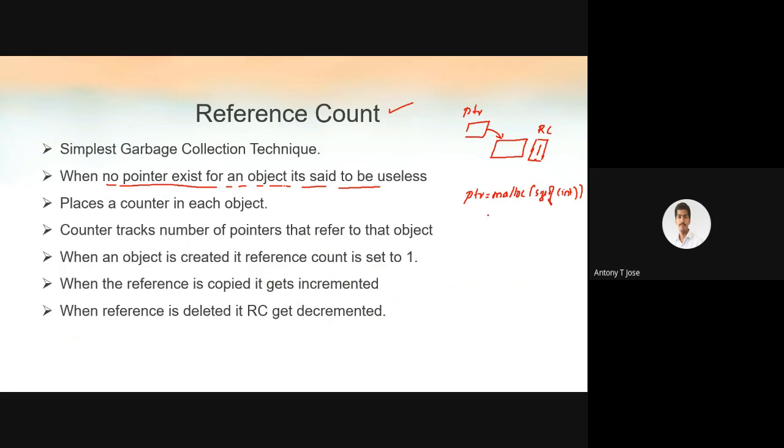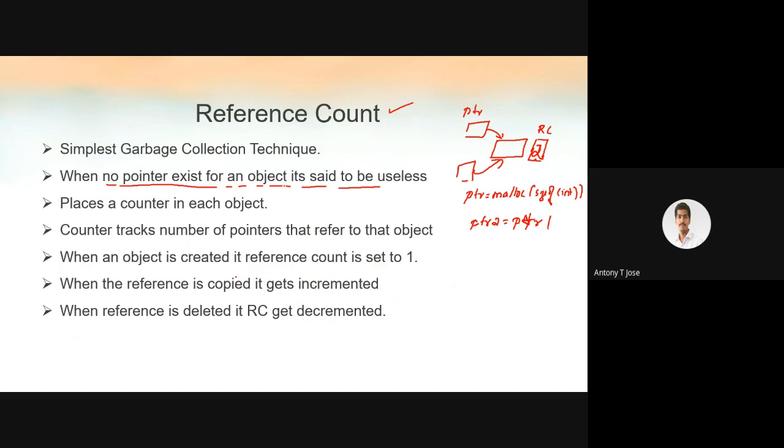Now I am copying the reference. For example, if I have another pointer ptr2, and I write ptr2 = ptr1, the reference is copied. So this object actually has 2 references. When the reference is copied, the RC will be incremented.